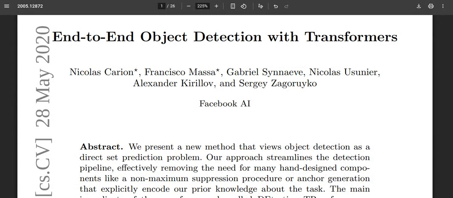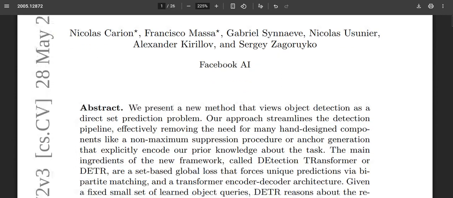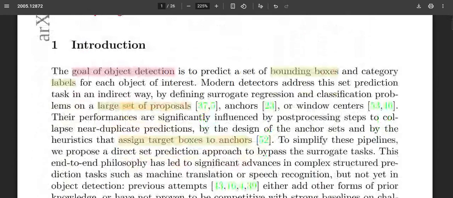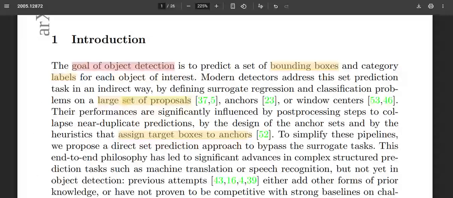Hi all. In this video, we are going to present a paper titled End-to-End Object Detection with Transformers. So we have seen so far that deep learning based object detection has two types. One is two stage, like RCNN and Fast RCNN, and single stage, like Faster RCNN or SSD or YOLO.